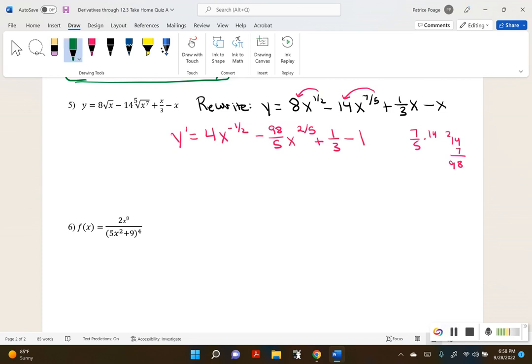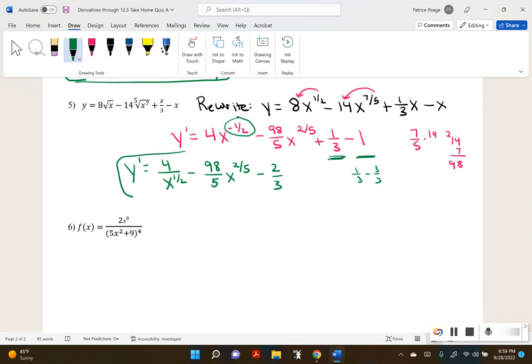And then simplifying this, cleaning it up so I don't have any negative exponents there, and I can combine those two. I'm going to have 4 over x to the half minus, this one's fine, and then adding my two numbers together, 1/3 minus 1 is 1/3 minus 3/3, so that's minus 2/3.